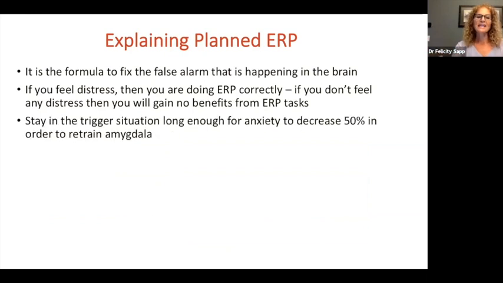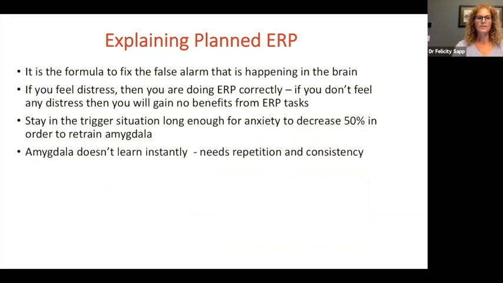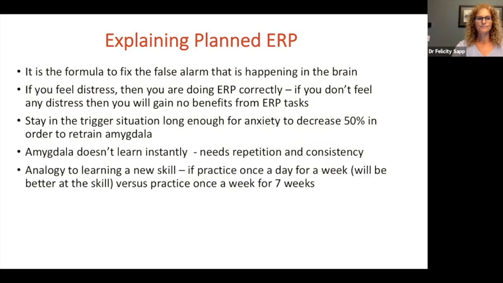They need to stay in the trigger situation long enough for the anxiety to decrease at least 50%, if not more, in order for that amygdala to get retrained. And the amygdala doesn't learn instantly. It needs repetition and consistency. And so it's that idea that if we do it over and over again, the easier it's going to get.